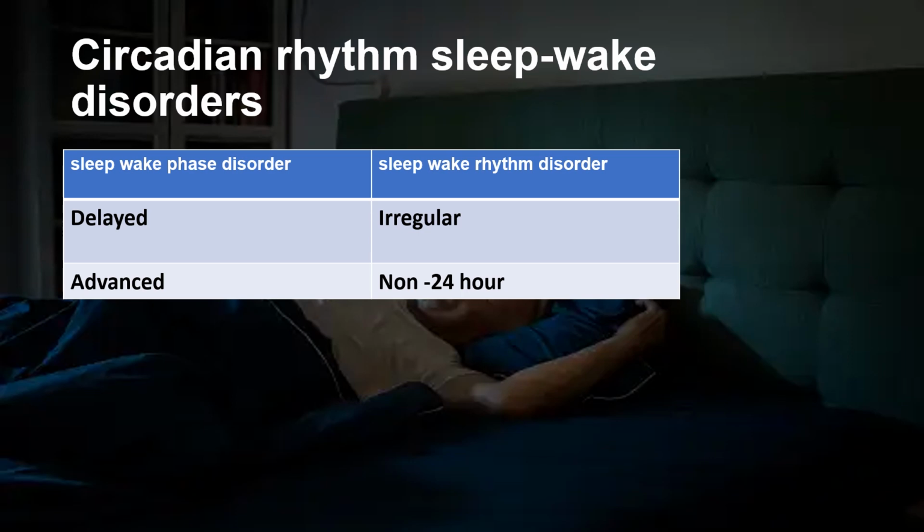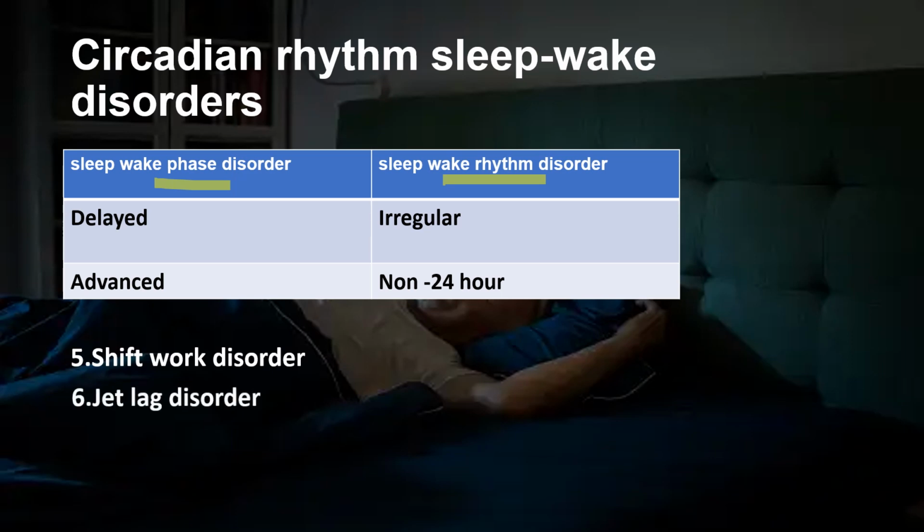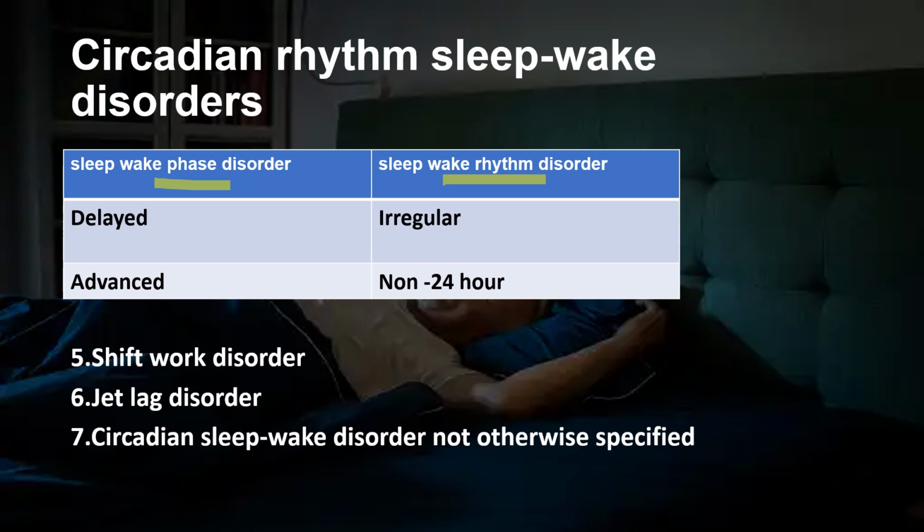The second category includes the circadian rhythm sleep-wake disorders. Under this category come the sleep-wake phase disorders and sleep-wake rhythm disorders. The phase disorder can be divided into delayed as well as advanced, and under rhythm disorder come the irregular sleep-wake rhythm disorder and the non-24-hour sleep-wake rhythm disorder. And apart from that, there are shift work disorder, jet lag disorder, and circadian sleep-wake disorder, which is not otherwise specified.